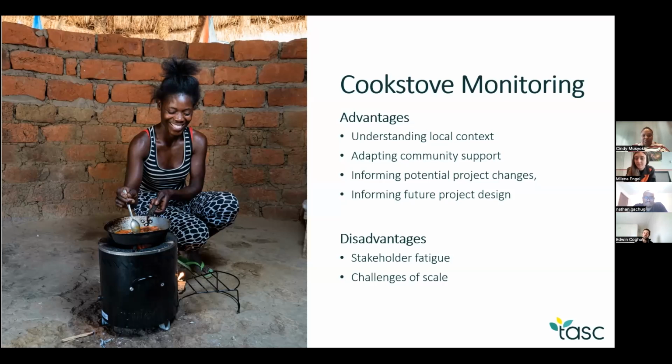And then there are also challenges of scale. It's not inexpensive to run these programs, especially on the sensor side.